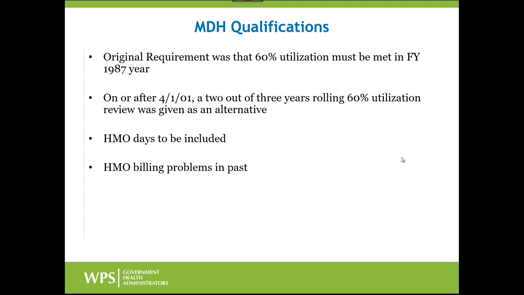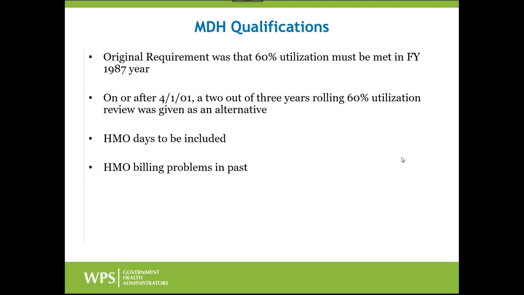Now, as new providers were issued over time, keep in mind this was only intended to be temporary at the beginning. That's why the 87 year was used. After it got extended a few times, right around 2001, the regulations were revised to have a rolling utilization review instead of just a base year review.